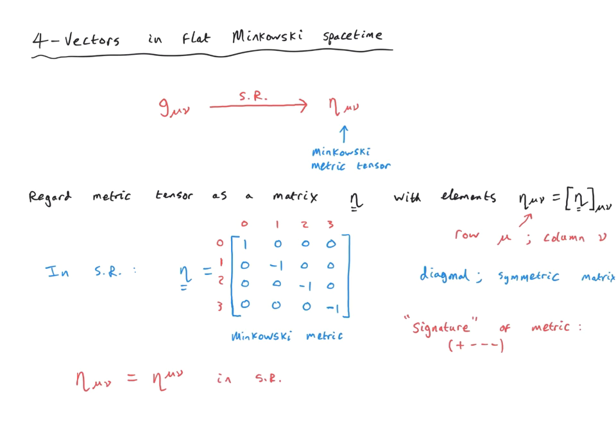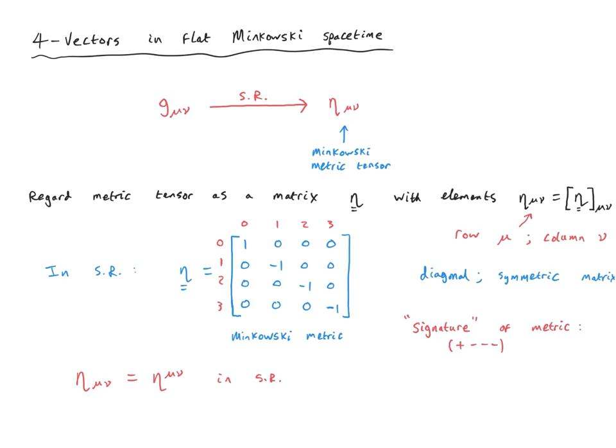Furthermore, because of the special properties of this matrix, the contravariant and covariant metric tensors are actually identical. I mentioned earlier that they are the inverse of each other, and because this matrix is just a diagonal matrix with plus or minus ones, clearly the matrix is its own inverse. So again, this simplifies matters in special relativity. Finally, because this is a diagonal matrix, it makes matters rather easier when we're doing index contractions.